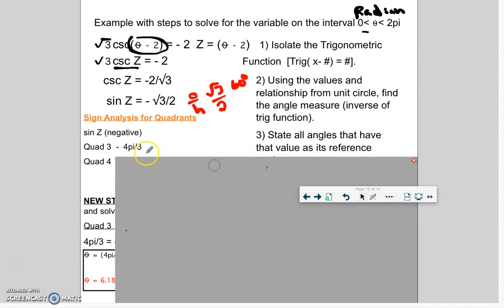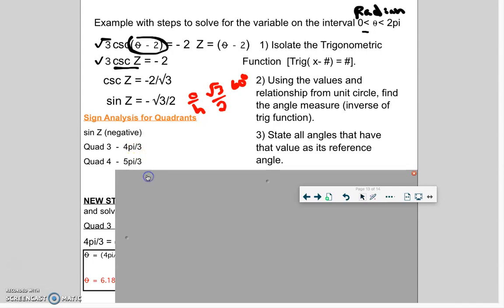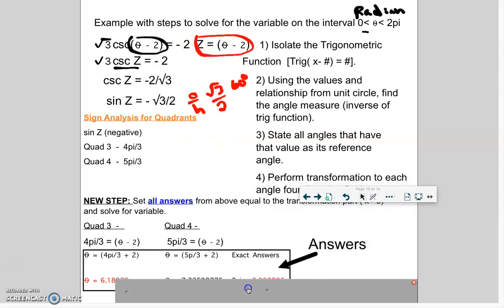So therefore, in quadrant 3, I would add pi to get 4 pi over 3. And in quadrant 4, I take 2 pi minus pi over 3 to get 5 pi over 3. These are my answers when it's cosecant of z equals whatever, or sine of z equals the value. But because I have this transformation that I have not done anything with, my new and final step is I take my answer, 4 pi over 3, set it equal to theta minus 2. I set 5 pi over 3 equal to theta minus 2.